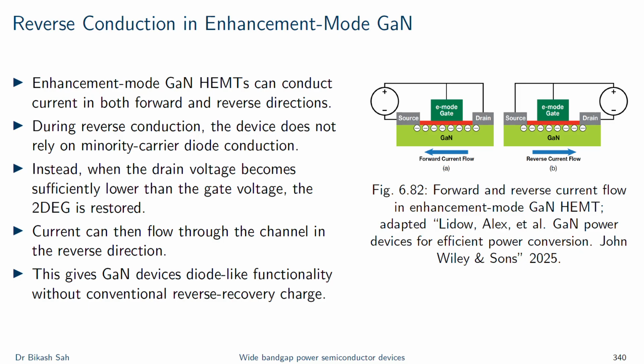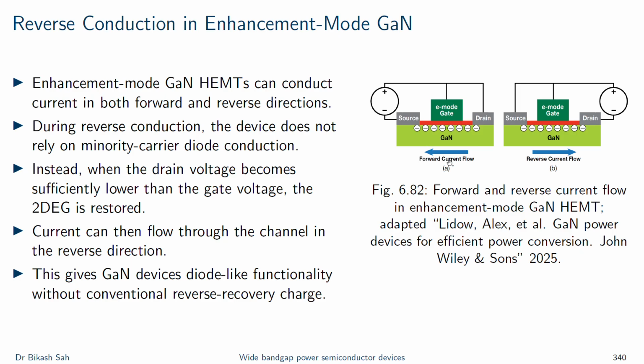Now let's move forward and try to understand the electrical characteristics a bit, right? I will start with the reverse conduction in the E-mode or enhancement mode GaN device, that is, the normally off GaN devices. E-mode GaN HEMTs can conduct in both directions through the channel. During reverse conduction, the device does not use a conventional body diode because lateral GaN HEMTs do not have the same PN body structure as a silicon MOSFET. Instead, when the drain potential becomes sufficiently lower than the source and the gate conditions allow it, the 2DEG channel is restored and the current flows in the reverse direction. This is what you see in the diagram as well.